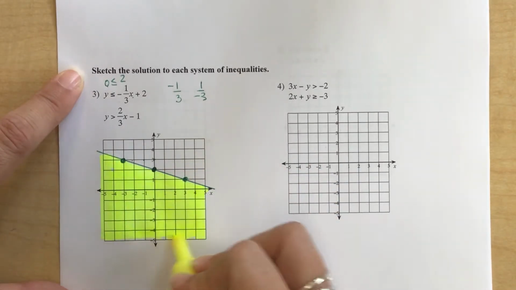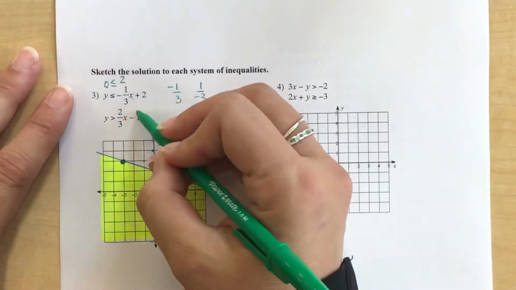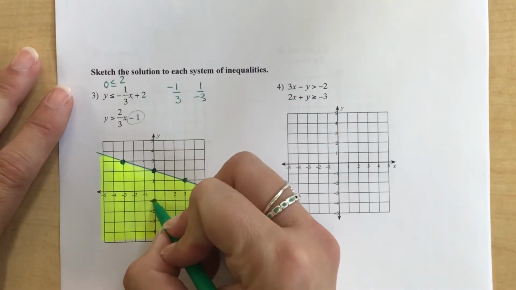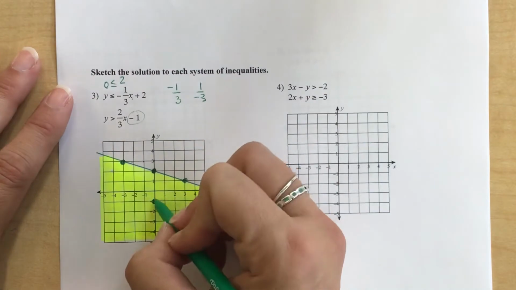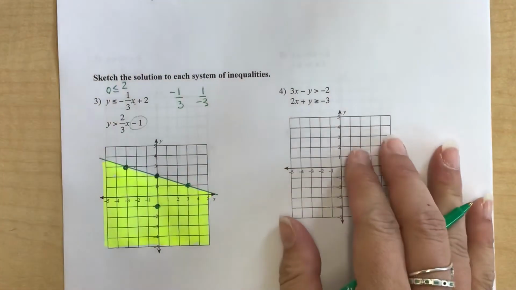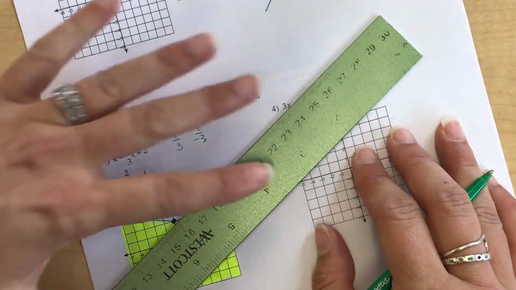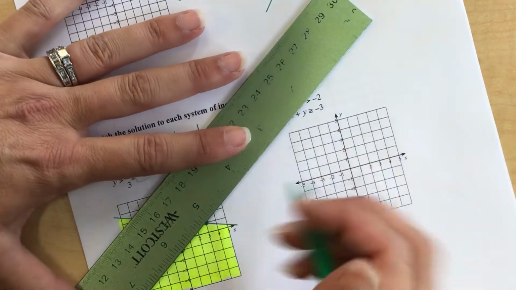Okay, all right. And then we do the same thing to the next one. So this is at -1. And then it's 2/3. So up 2 to the right 3. And most of the time they are going to intersect. They'll have common points. Now notice that this is just greater than, no equal to, so I'm going to make this a dotted line.